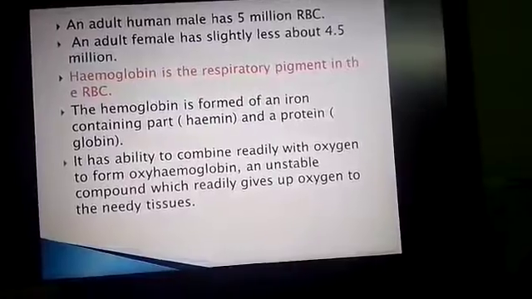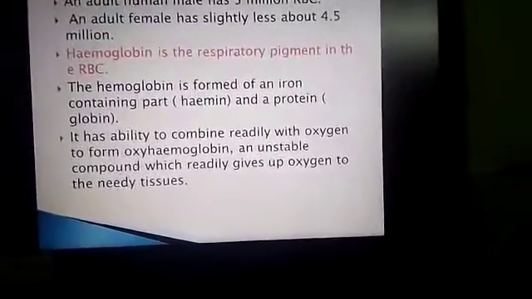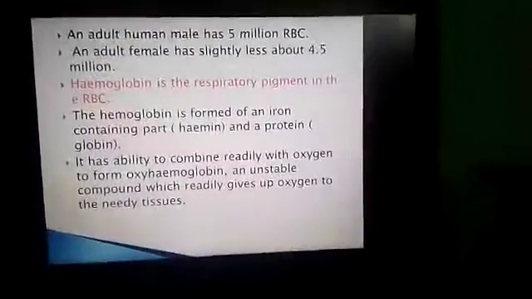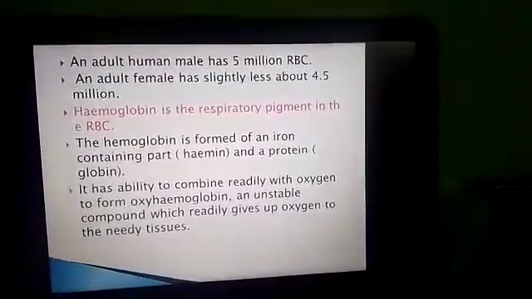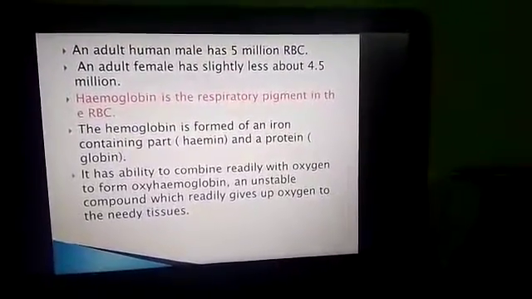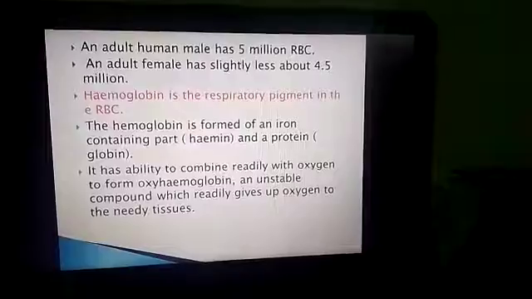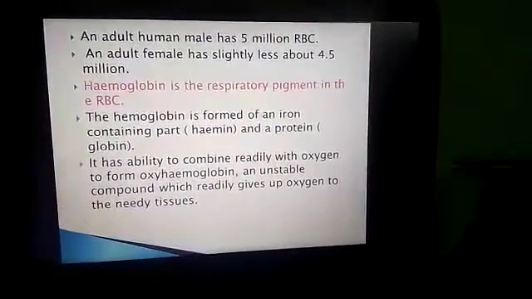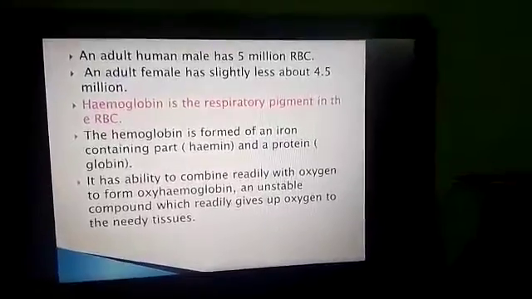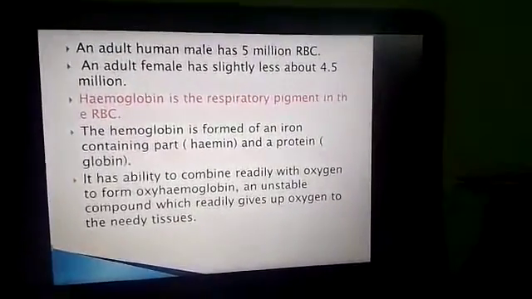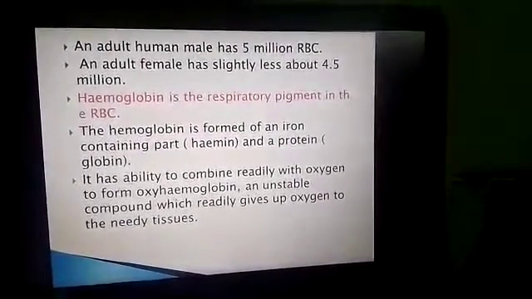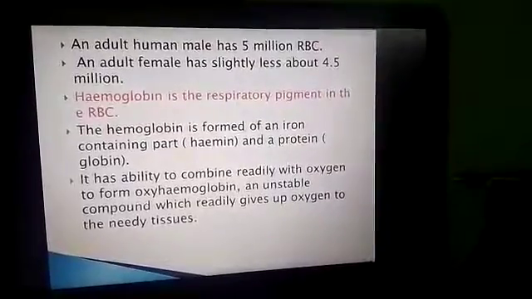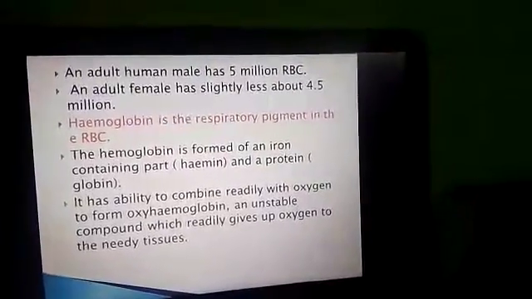An adult human male has 5 million RBC. An adult female has slightly less, about 4.5 million RBC. And we discussed hemoglobin. What is it? A respiratory pigment which gives color to the blood.